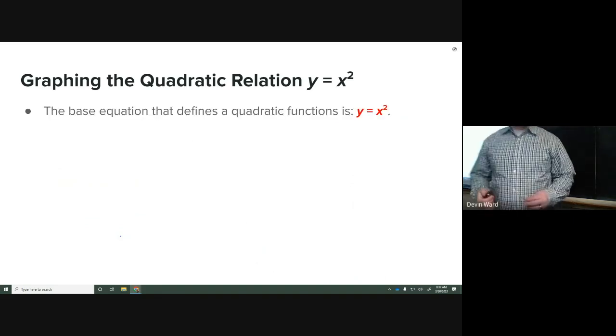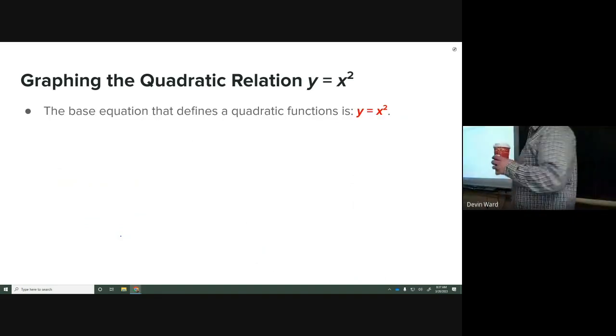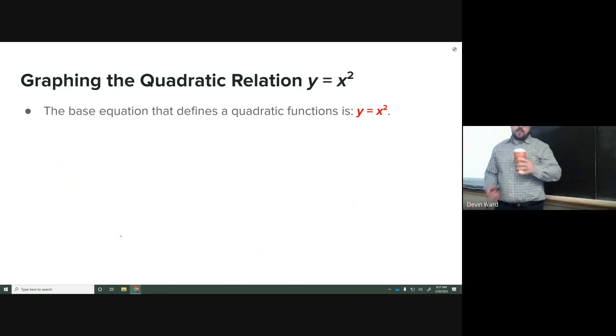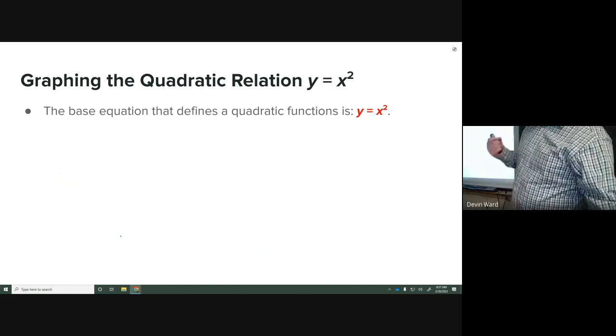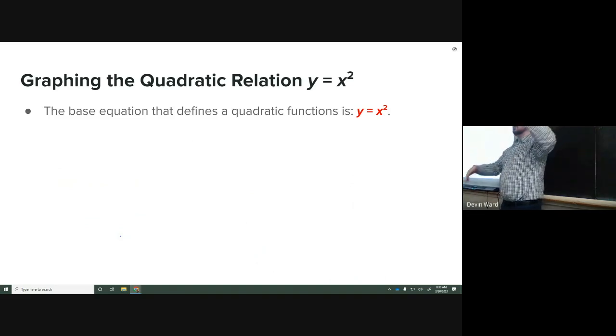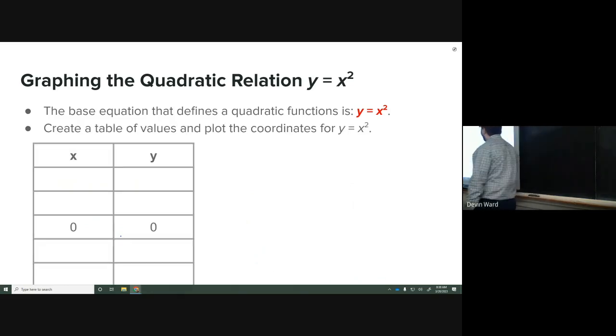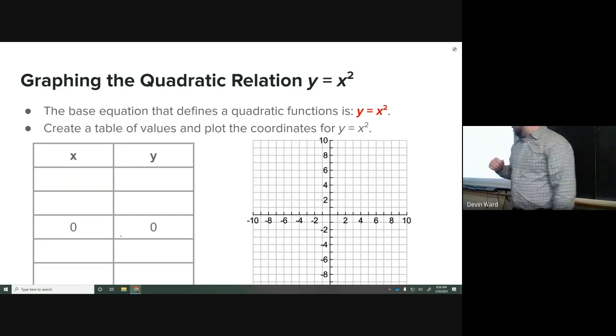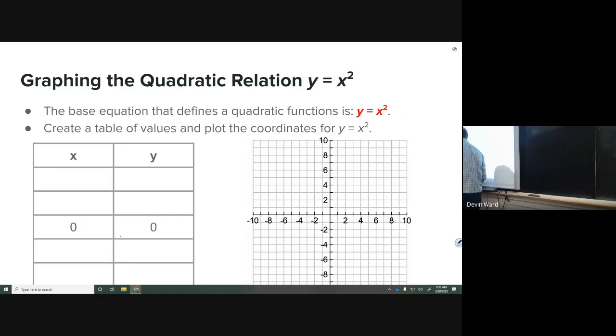Okay, so we want to graph the relation y equals x squared. So the most basic equation for a quadratic equation is just y equals x squared. Forget the a, forget the h and the k. If we break it down to its simplest form, it's just going to be y equals x squared. Okay, so let's see what that looks like. I gave you the first point that we're going to use right in the middle.